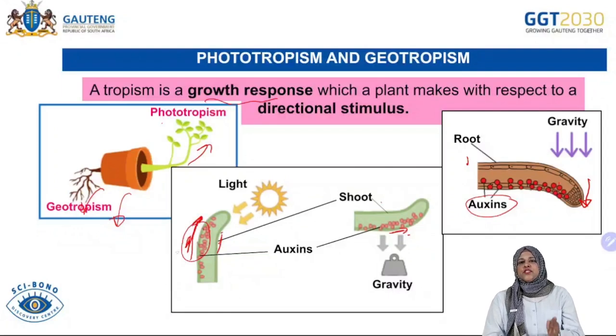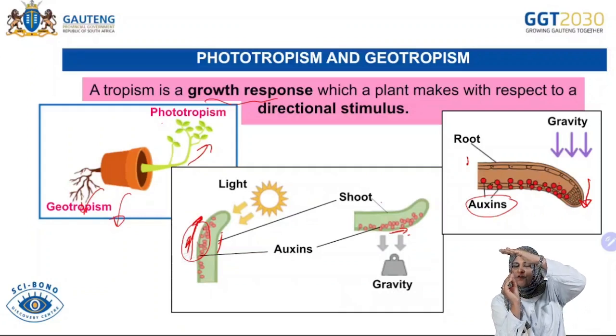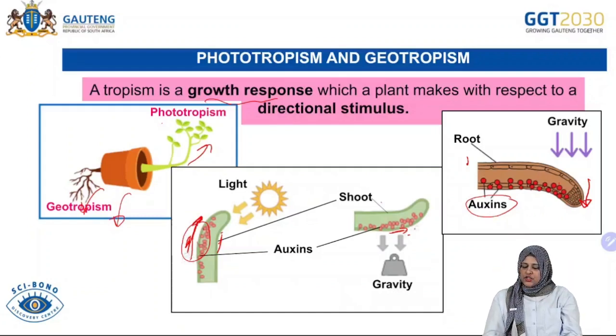They stimulate growth in the shoot. So this part of the stem is going to grow much faster because there's a high concentration of auxins on this side. So as the shoot grows faster, it's trying to catch up with this side that has no auxins, and therefore it's going to bend towards the light. And there's the shoot here.